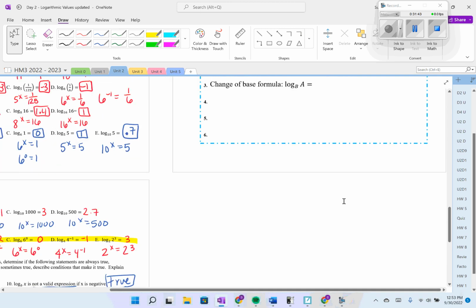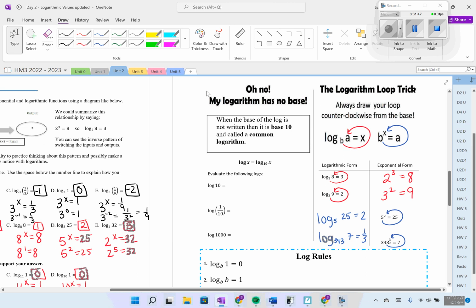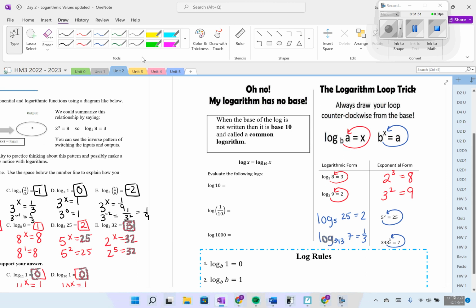And in my graphic organizer that's on the back side, it says, oh no, my logarithm has no base. So when the base of the log is not written, that is a base 10, which is called a common logarithm. So if I have the log of x and the base is not written, this means it's a log base 10 of x. So if it helps you to write that 10 in, you can. So if I want to evaluate these, I can rewrite them with the base if I want.